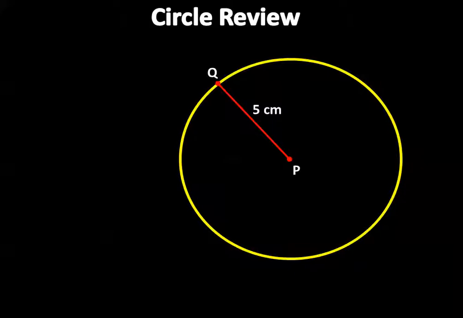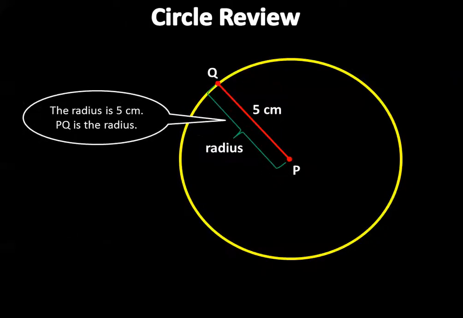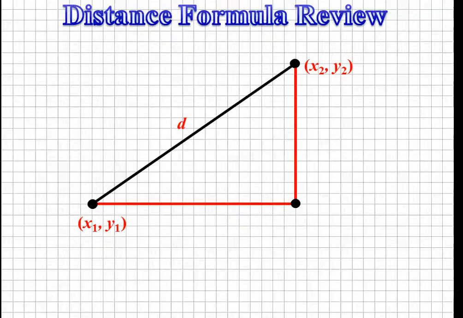Recall that the radius of a circle is any segment from the center of the circle to a point on the circle. And the term radius can refer to either the segment or the length of the segment.